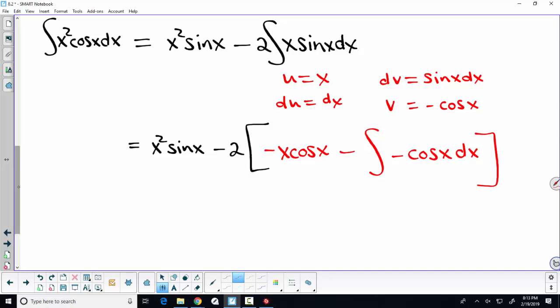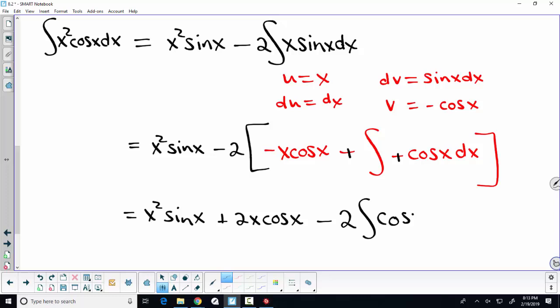Do y'all have any questions on where we're at? So we have a positive 2x cosine x. We have this right here. We can reconcile these negatives if we want. This is negative 1 times this, so that's now plus the integral of cosine x. But again, all of that's times that negative 2 that we pulled out. So minus 2 times the integral of cosine x dx.